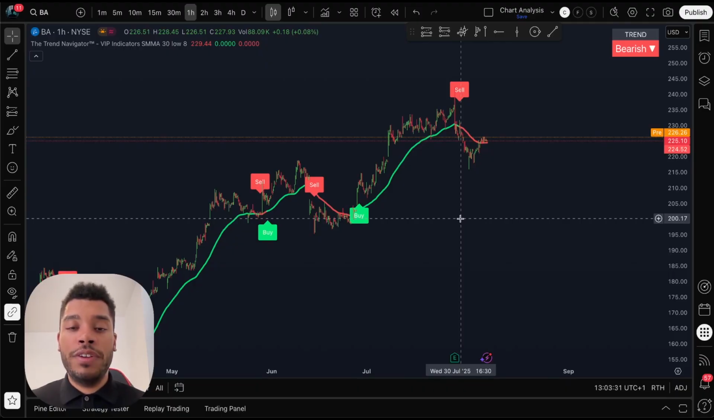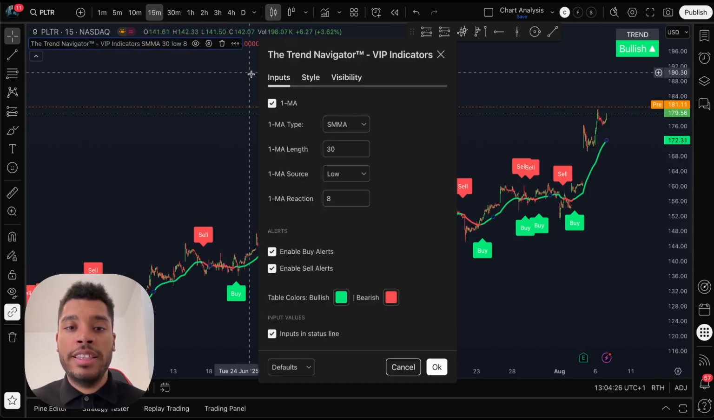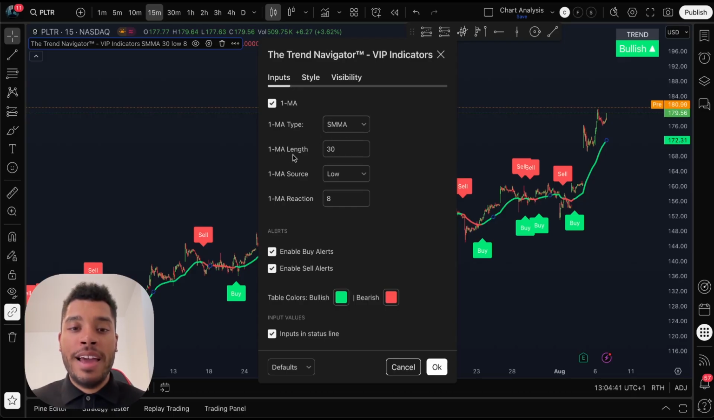Now let me show you the settings that you need to use if you want to trade on the 15 minutes time frame. So we are on the 15 minutes time frame, and these are the settings that you need to use if you want to trade in this time frame. So for MA type, you need to put SMMA. MA length, you need to put 30, MA source low, and MA reaction 8.